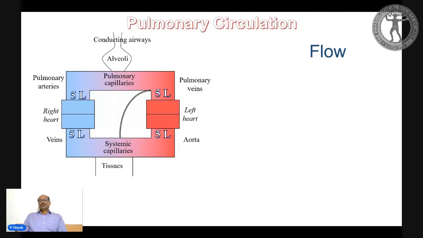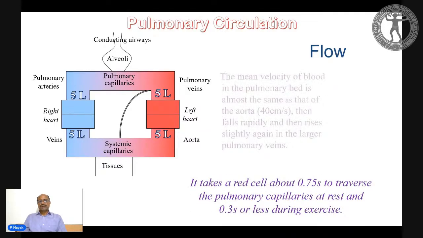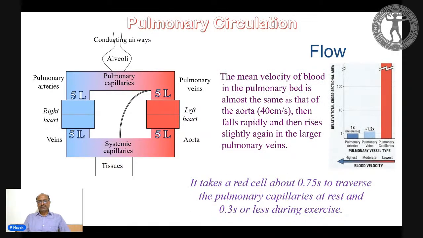If we think of the flow of blood through the pulmonary capillaries, as well as the systemic circulation, as I have already mentioned, it takes only 0.75 second at rest and 0.3 second during exercise. So the time required is matching as it is required; it varies from 0.3 to 0.75. The mean velocity of blood in the pulmonary bed is almost the same as that of the aorta, then falls rapidly and then rises slightly again in the larger pulmonary veins.